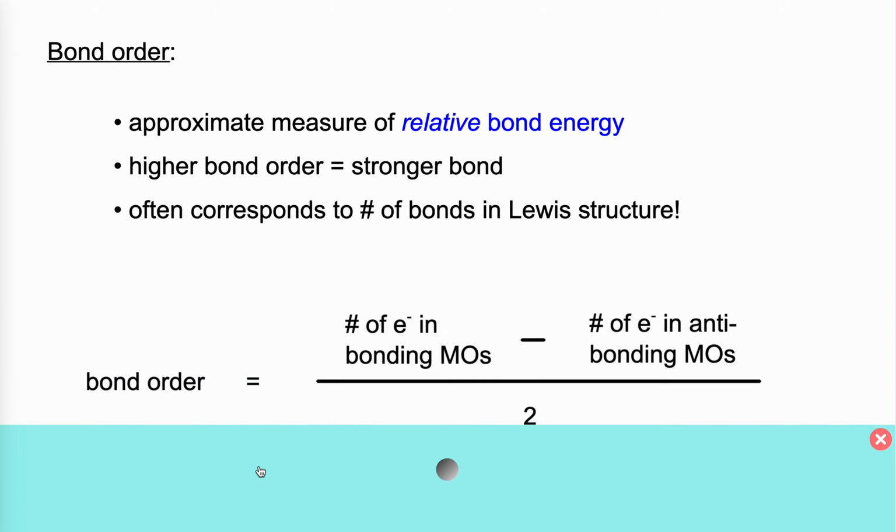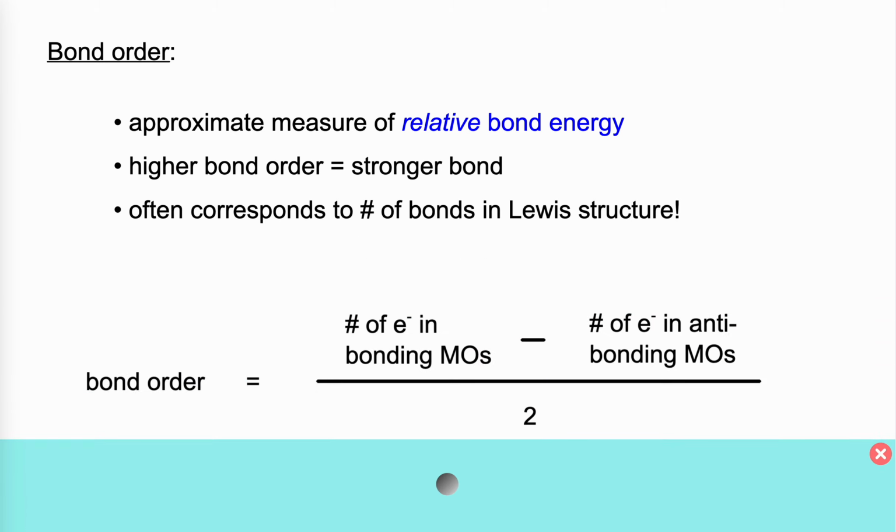So here is how you calculate the bond order. It is equal to the total number of electrons that are placed in bonding molecular orbitals minus the total number of electrons that are placed in antibonding molecular orbitals, divided by 2.